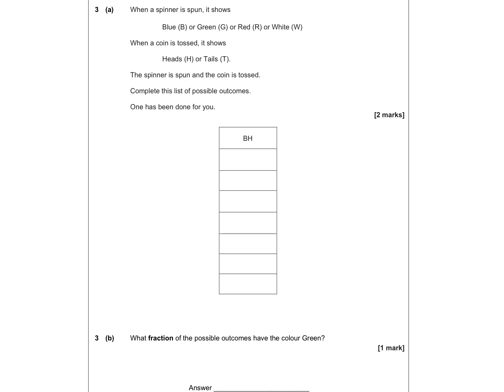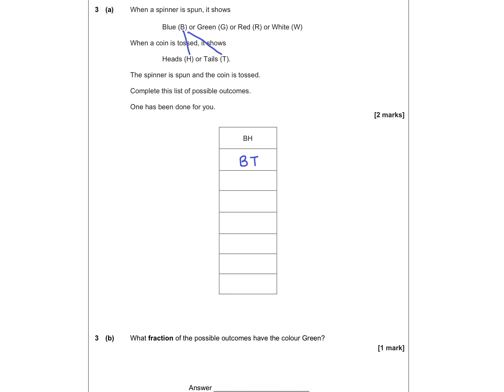For question 3, we need to list out some different possibilities. When a spinner is spun, it shows either blue, green, red, or white. When a coin is tossed, it shows either heads or tails. The spinner is spun and the coin is tossed. Complete the list of possible outcomes. One has been done for you. So they started with B and H there. So I'm going to go with B and T. So it could be blue, tails.